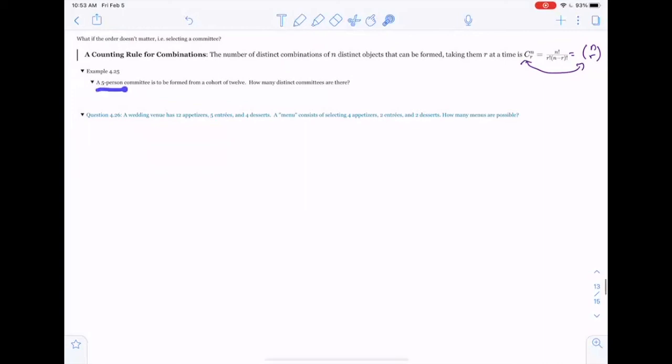So the first one, a 5-person committee is to be formed from a cohort of 12. How many distinct committees are there? In this case, the order in which I'm selected for the committee does not matter. All that matters is someone is selected for the committee. So there's a total of 12 people to select from, and we want to select 5 of them. So this is going to be 12 choose 5. And the formula would be 12 factorial all over 5 factorial, 12 minus 5 quantity factorial, or 12 factorial, 5 factorial, and then 12 minus 5 is 7 factorial.